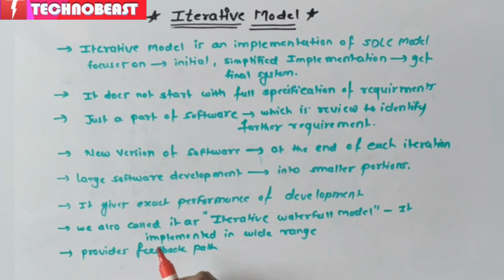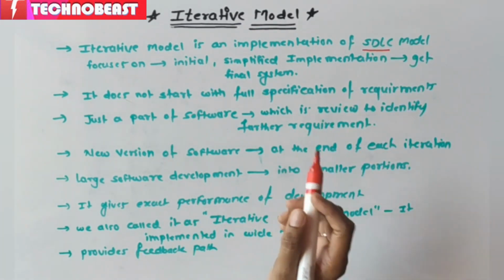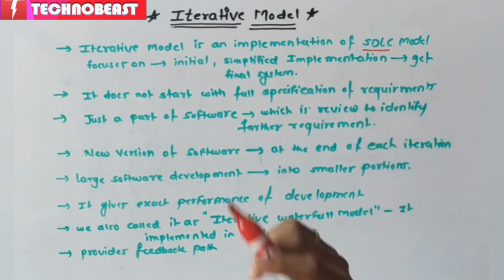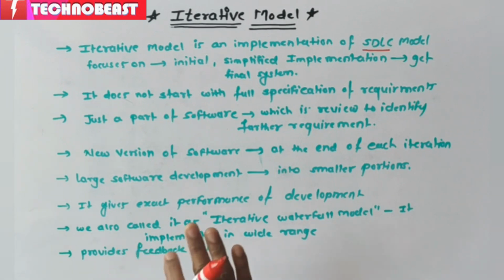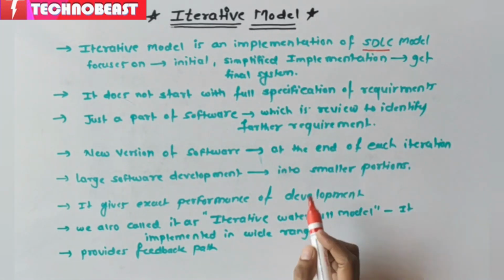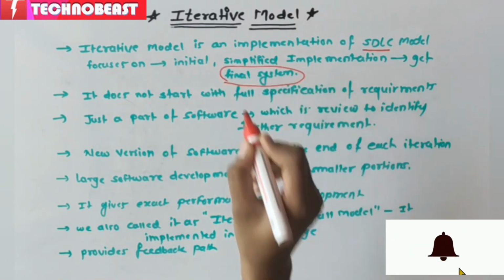So now we'll see how the iterative model works and what is meant by the iterative model or SDLC iterative model. The iterative model is a particular implementation of the software development life cycle that focuses on an initial, simplified implementation, which progressively gains more complexity and a broader feature set until the final system is completed. Means it is an implementation of SDLC that follows all these processes and finally gets the final product or final system.